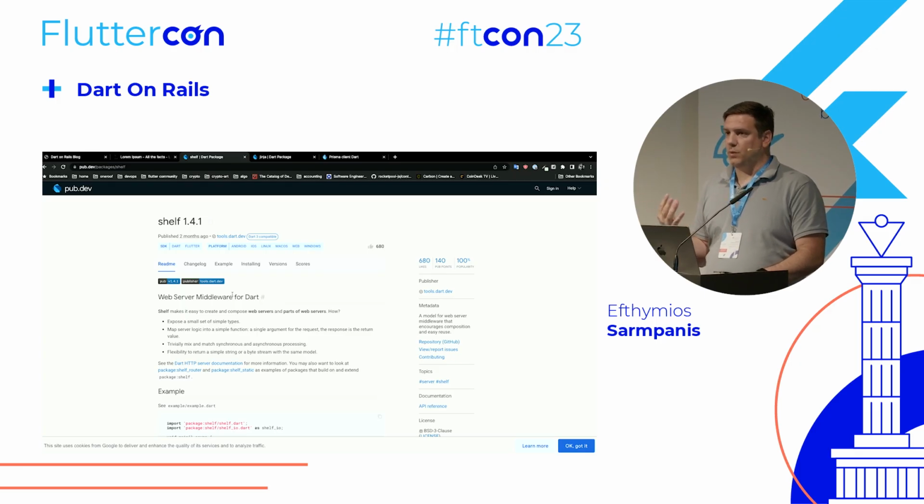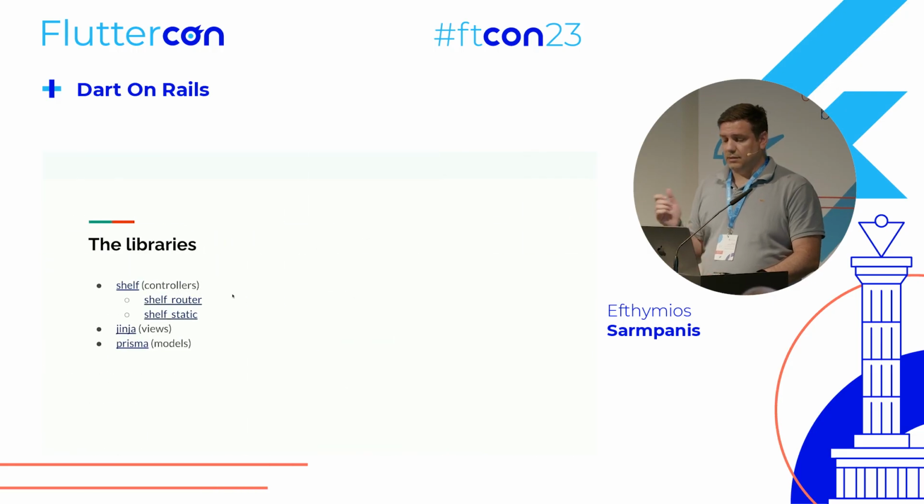And for Shelf, Shelf is the middleware which we want to wire our controllers. But we also have Shelf Router for our routing, and also Shelf Static, so we can serve some static content, let's say CSS or JavaScript that you want to add to your templates.